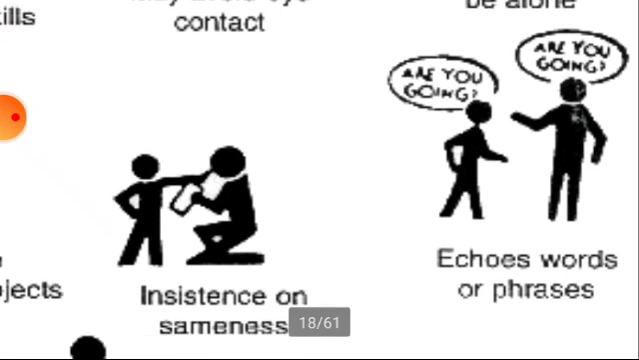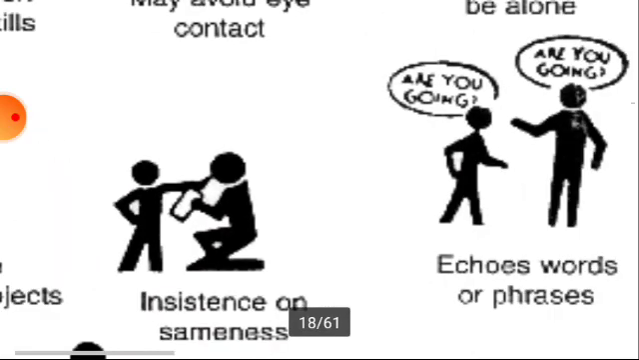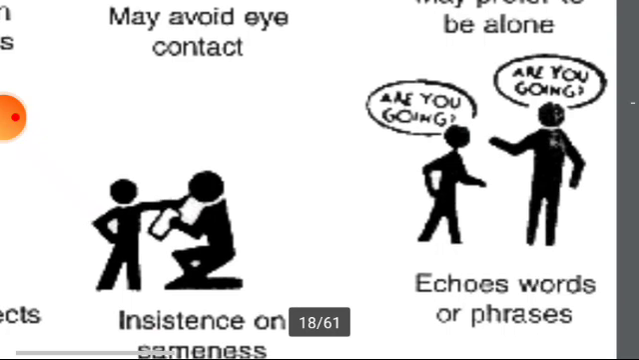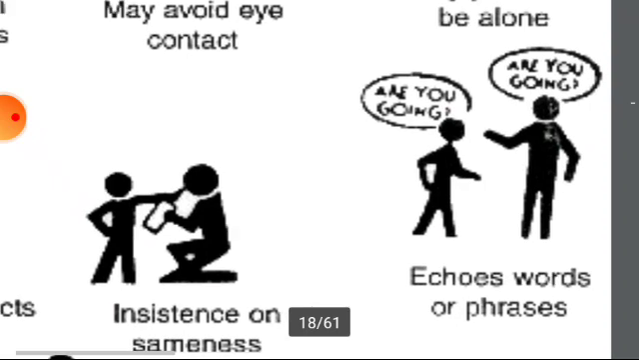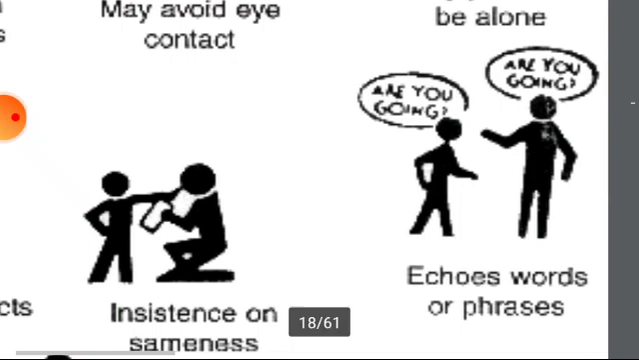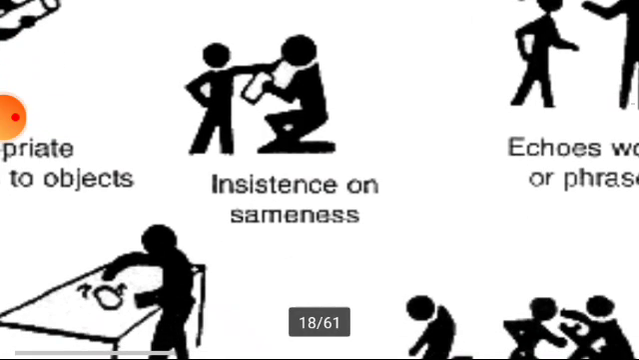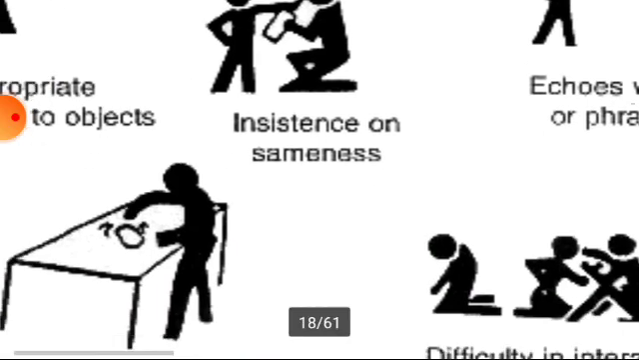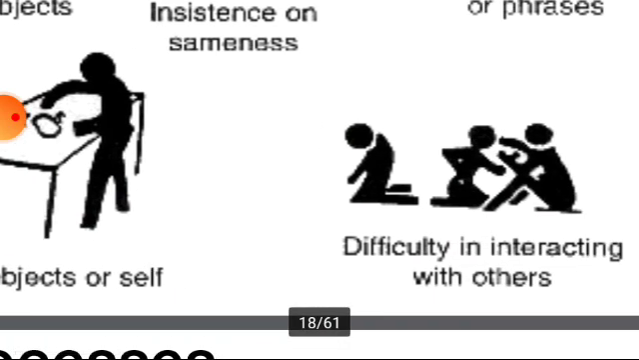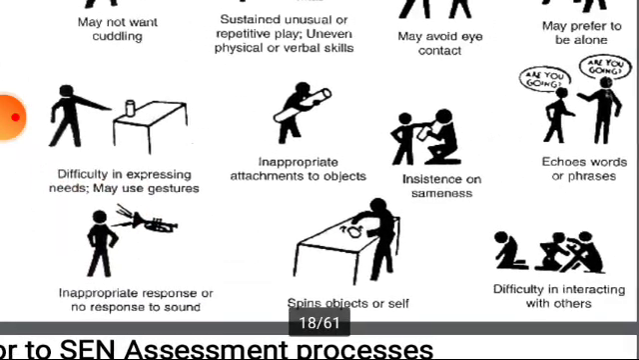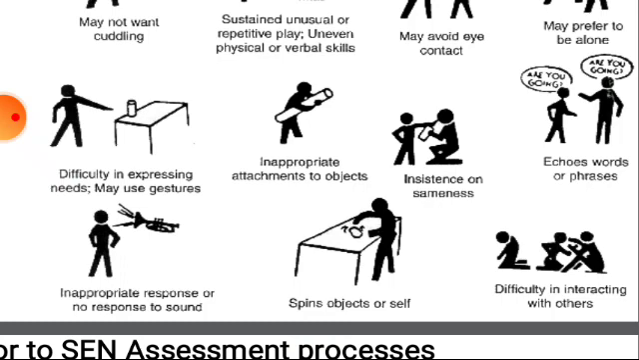Echoes words or phrases. You can see this picture, analyze this picture. He has been asked whether he is going, and he repeated the question. Are you going? Then John also said, are you going? Insistent on sameness. Spins objects or self. Difficulty in interacting with others. These are the problems that indicate special educational needs that John may possess.